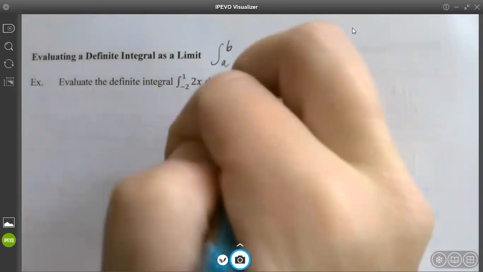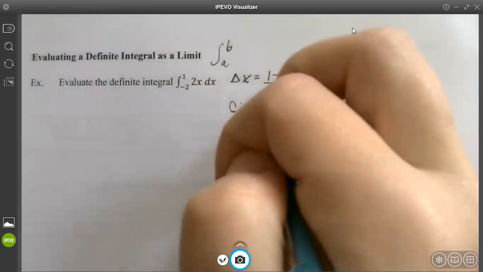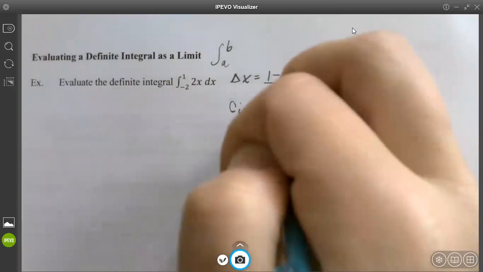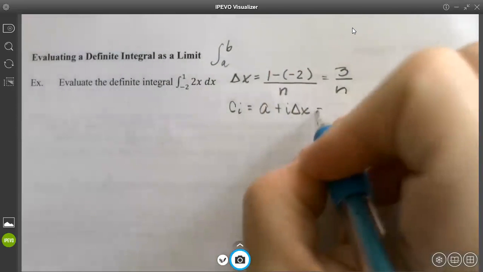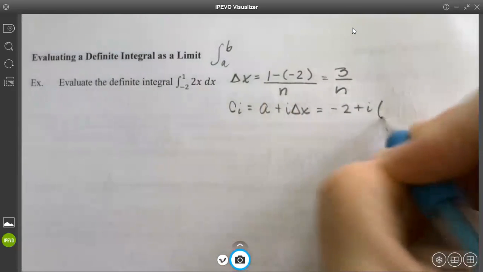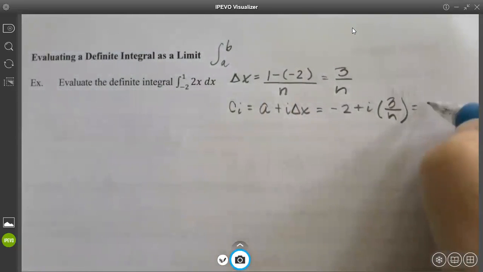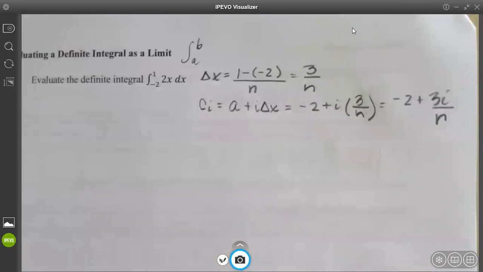How did we get CI? Same formula. How do we get CI? Try A plus I delta x. What was our A? -2 plus I, or delta x, was 3 over n. And when we reduce that, we get -2 plus 3i over n.